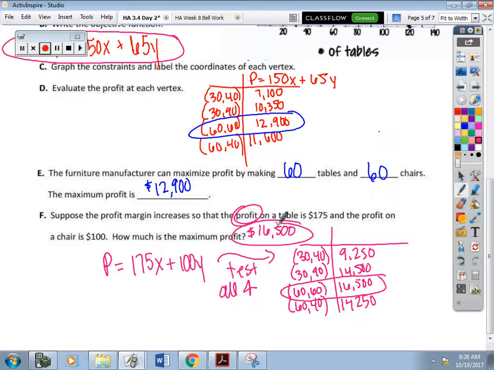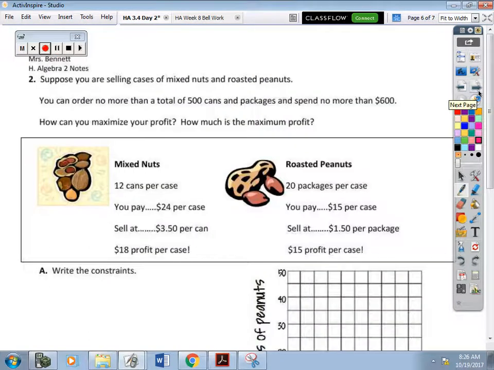Okay. We have one more we want to do together. Again, the hardest part, and this one's more difficult, is we want to write the constraints and our objective function. So suppose you're selling cases of mixed nuts and roasted peanuts. You can order no more than a total of 500 cans and packages combined, and you can spend no more than $600. How can you maximize your profit, and how much is the maximum profit?